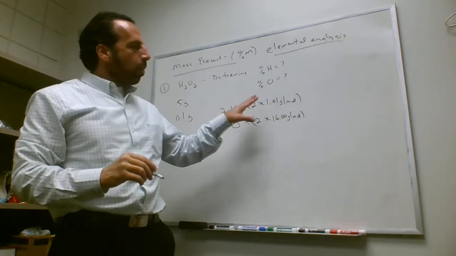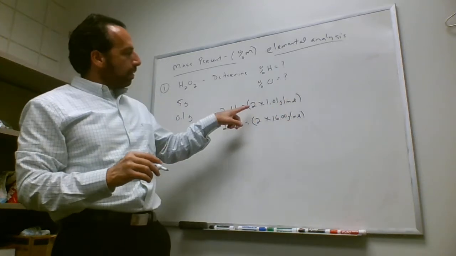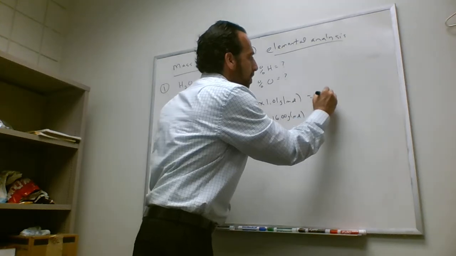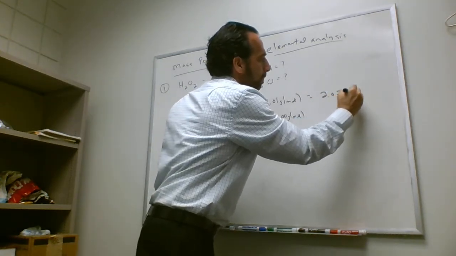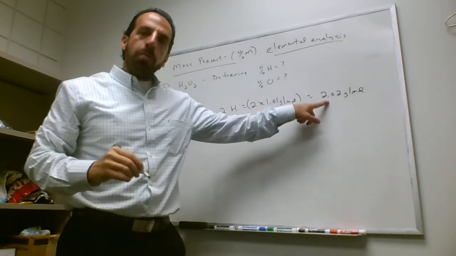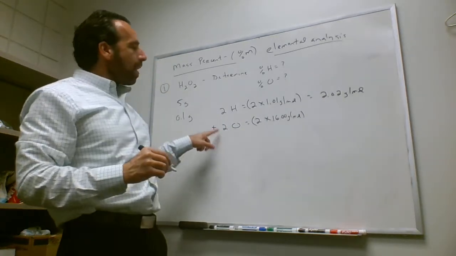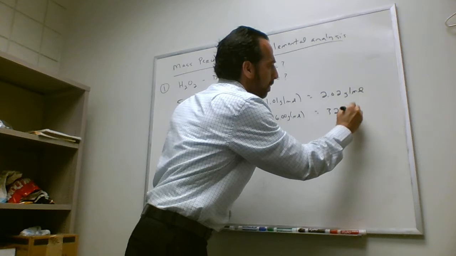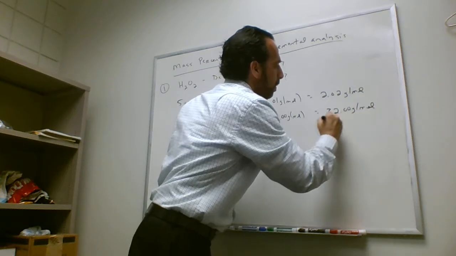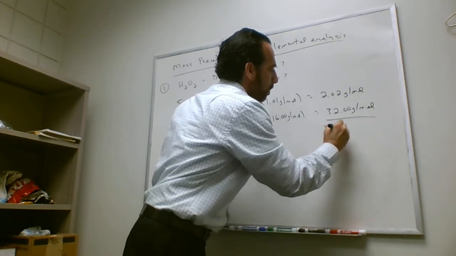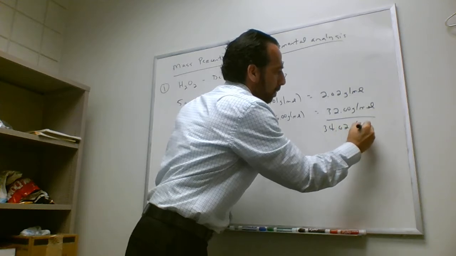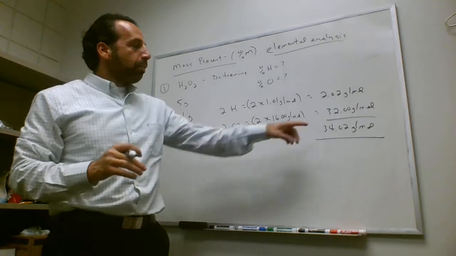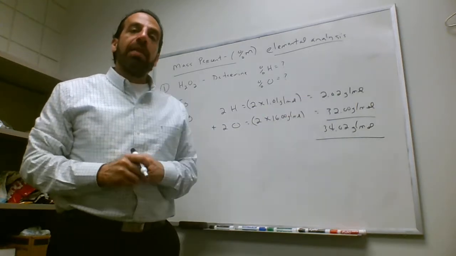So in this case, I like to work them out separately. So 2 hydrogens, each with a molar mass of 1.01, that's going to give me 2.02 grams per mole. I do the same with the oxygen. That's 32. So it's 34.02 grams per mole. That's the molar mass.